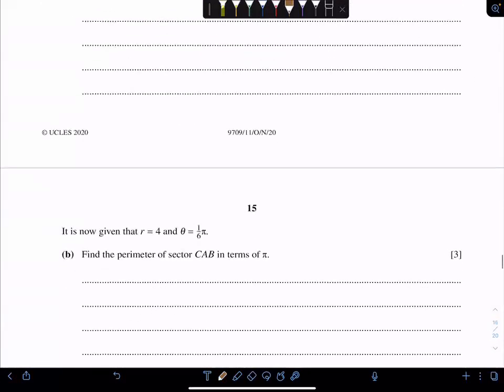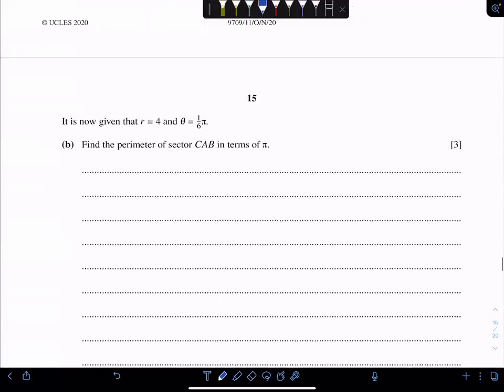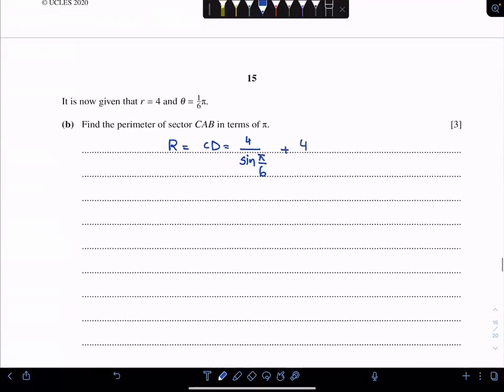First, we will write CD, the radius capital R of the sector, which is equal to R by sine theta plus R. R is now 4, and sine theta is 5/6, plus R, which is 4. 5/6 is 1/2. 2, 8 plus 4, it becomes 12. So R is 12 centimeter.